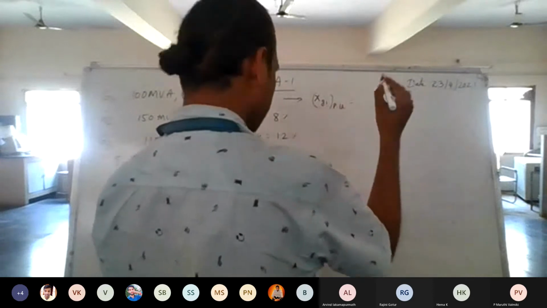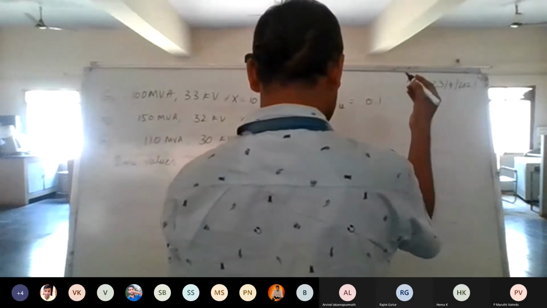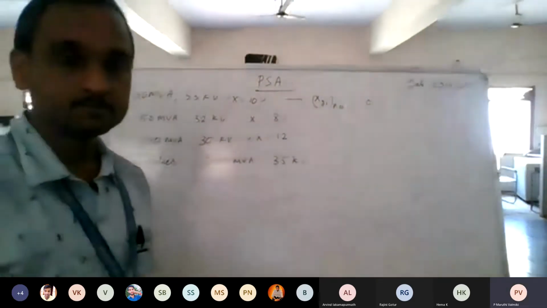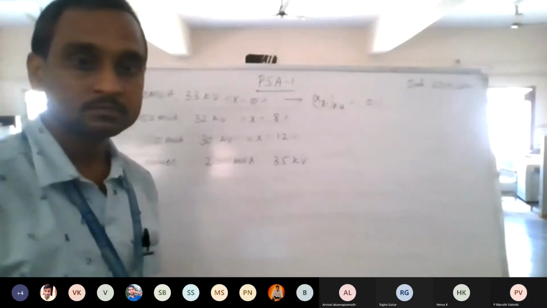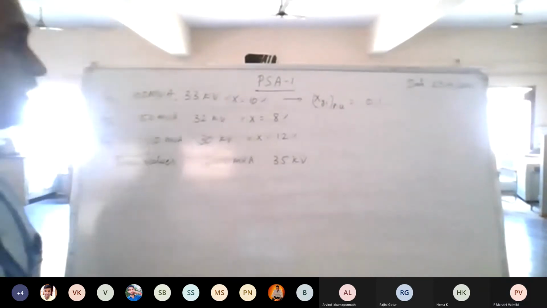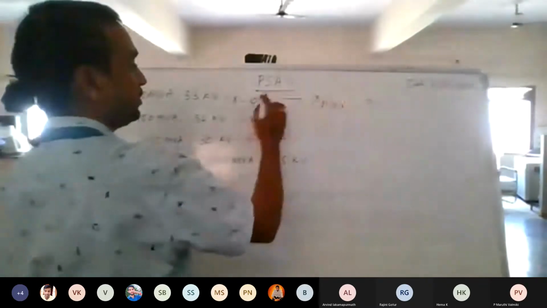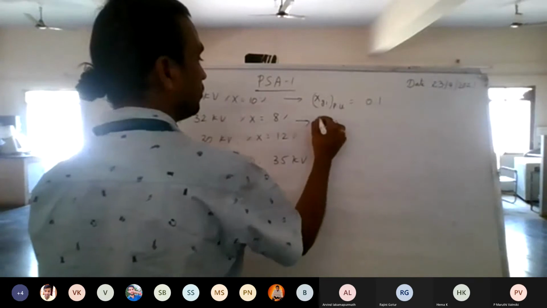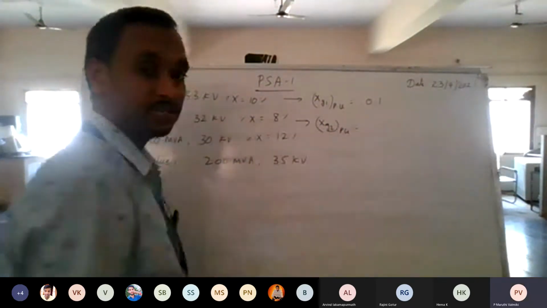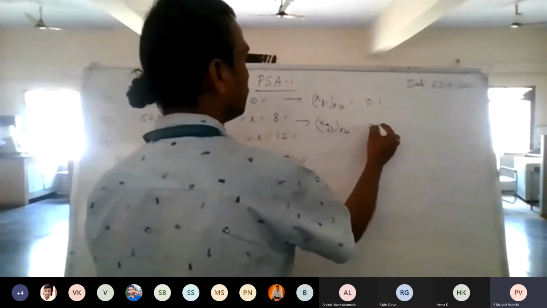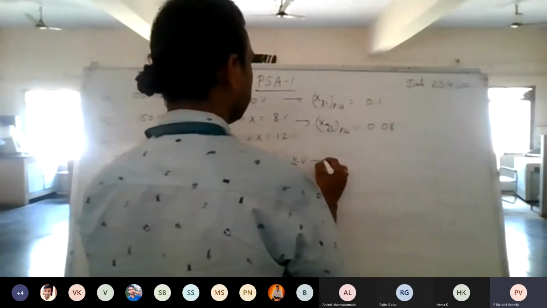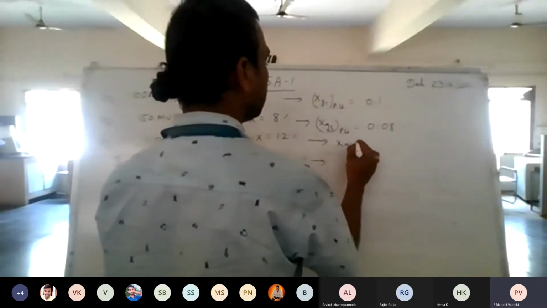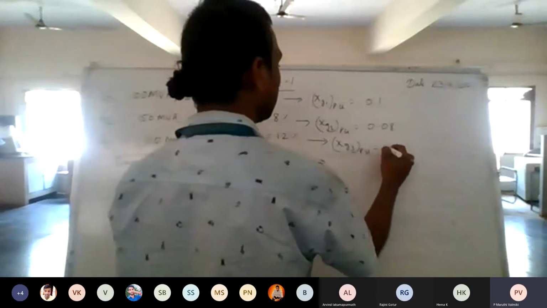Xg1 per unit is equal to 0.1 on 100 MVA and 33 kV. So 10% converted into per unit is equal to 0.1. Xg2 per unit is equal to 8% is given, so this is equal to 0.08. Third one, Xg3 is equal to 0.12.